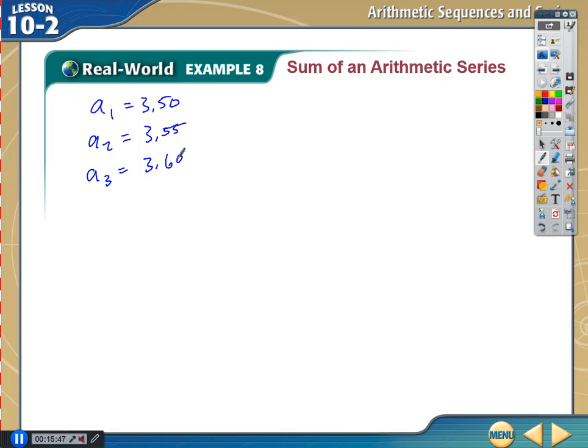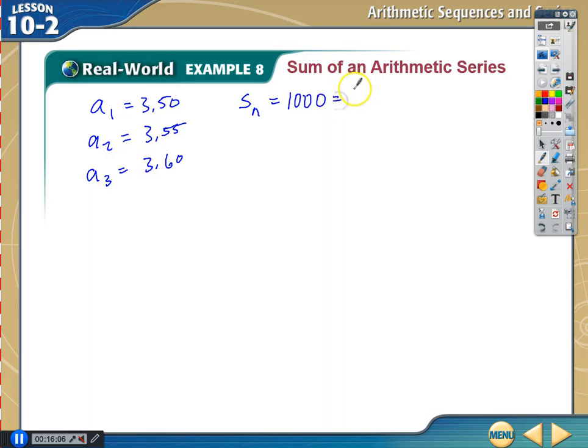So I still set it up the same. I want to find how many is going to equal $1,000. If I go over that amount, I know I'm going to go over 1,000. So that's what my S sub n is going to equal. S sub n I'm going to say is equal to $1,000. Okay, that's what I'm looking for. And then I break out the formula.